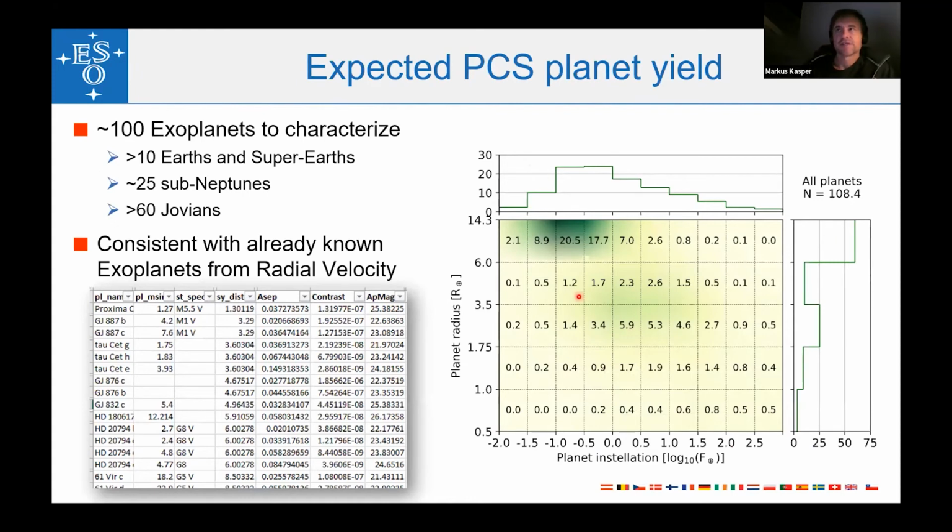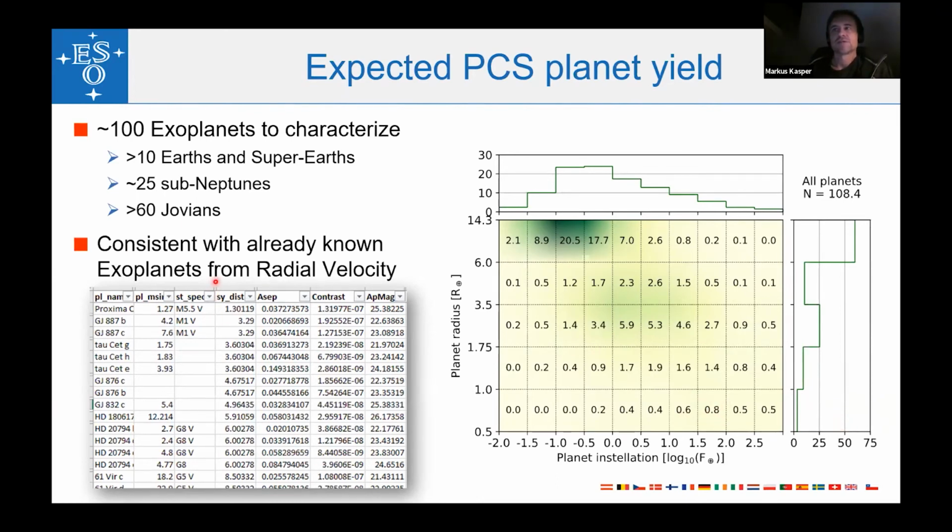the result of this Monte Carlo analysis suggests that we would be able to observe roughly 100 exoplanets, out of which 10 are in the Earth to super-Earth size regime. You can see the histograms down here. 25 are sub-Neptunes, and lots of them are Jovian planets.